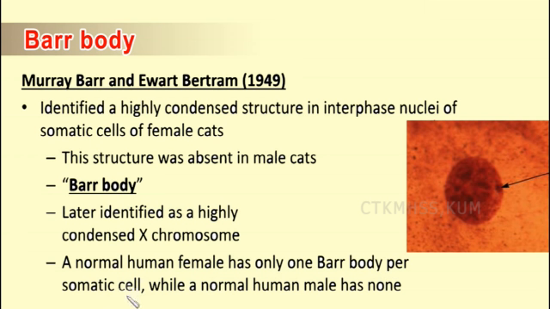So in a normal female there is only one Barr body, while a normal human male has none, because only one X chromosome is present in the male, and the other is the Y chromosome. So no Barr body is found in the male. It is found only in the female.